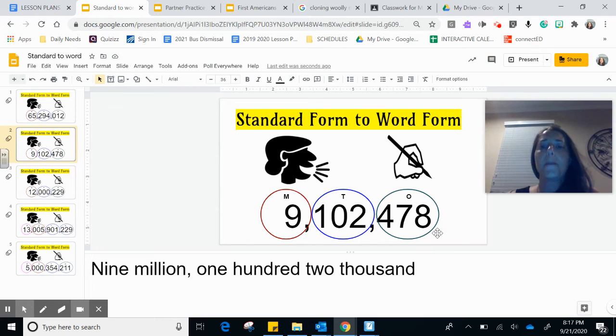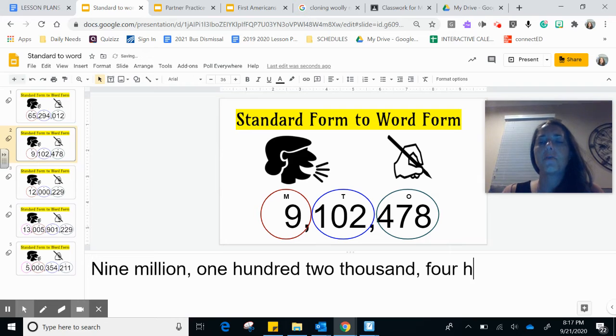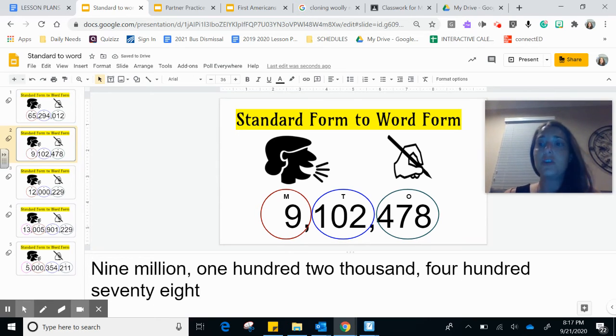It's just 2. But I do need a comma because there's more to come. And the next part says 478. And here I do need a hyphen because 78 is a two-digit number and it's made up of two words, 70 and 8. So I'm going to connect those two words with a hyphen.